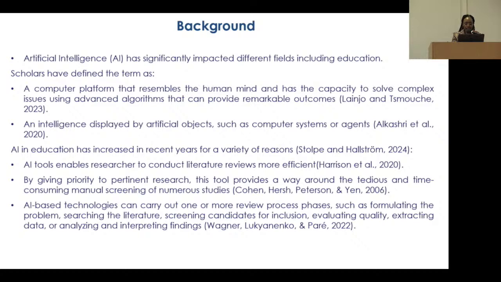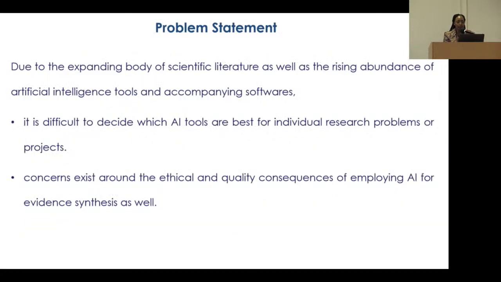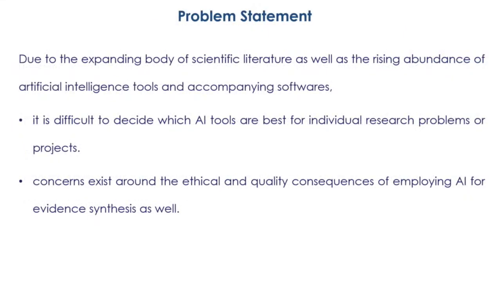So the problem that this study seeks to address is that in most cases, conducting literature reviews using artificial intelligence has a plethora of software available out there, and in most cases, those AI technologies are best for individual research projects or individual research studies. So the concern with this problem is that there are ethical issues and also quality consequences of employing AI when you're conducting your literature review.